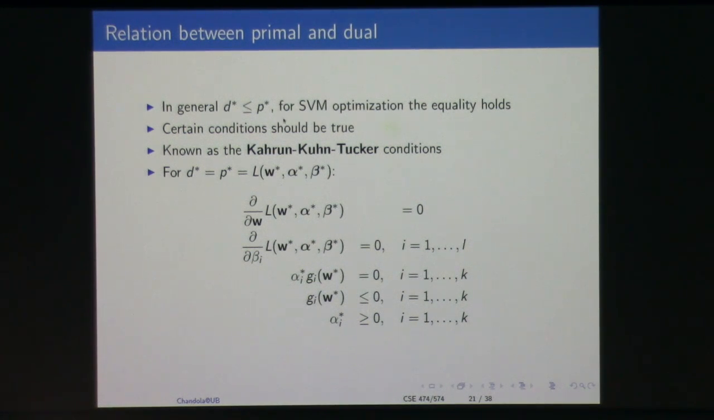So in general, D star is less than or equal to P star, but for the SVM problem, strong duality holds. And what that means is that there are certain conditions that need to be true. I mentioned it last time. So whenever we say that there is an objective function and this is the solution, what are the things that need to be true? Those conditions are known as KKT conditions, or Karush-Kuhn-Tucker conditions.